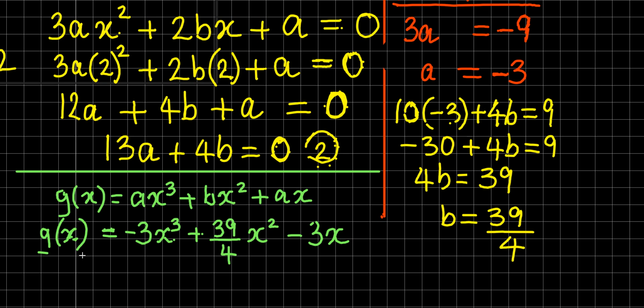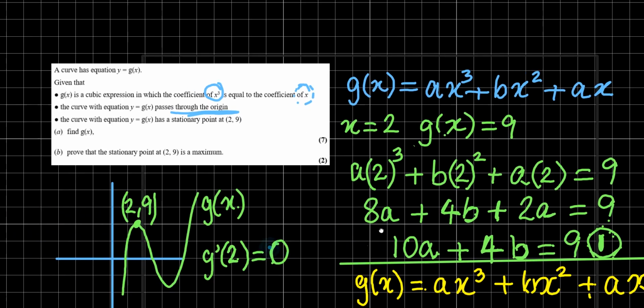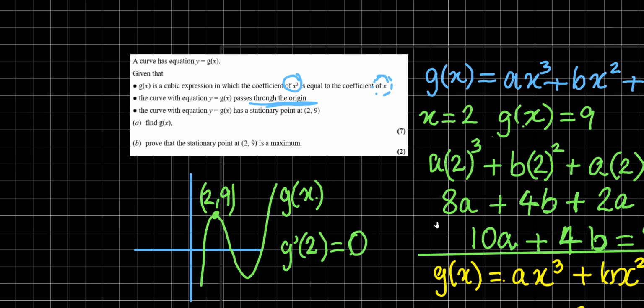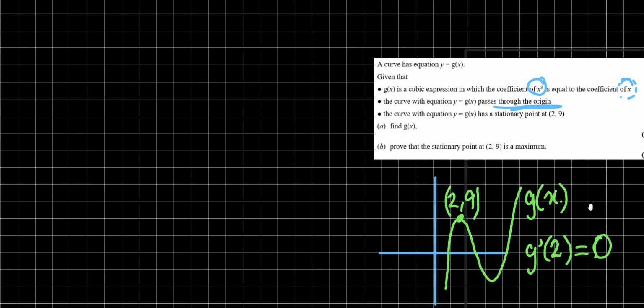Right, we then need to prove that the stationary point, let's just have a look at the question, is the minimum. So part b, prove that the stationary point is the maximum, actually not the minimum. So we're going to do the second derivative of g of x. If the second derivative of g of x is negative, it means that it is the maximum.